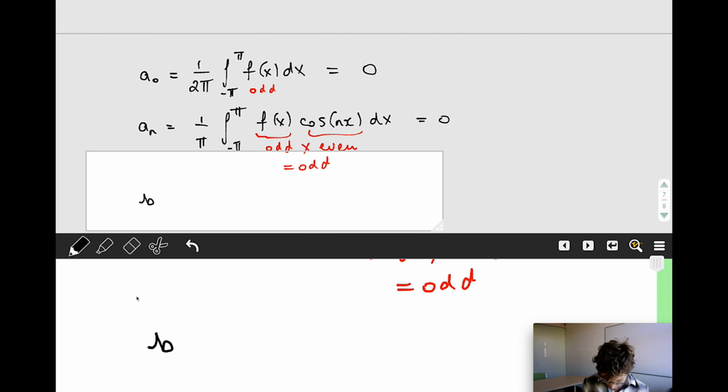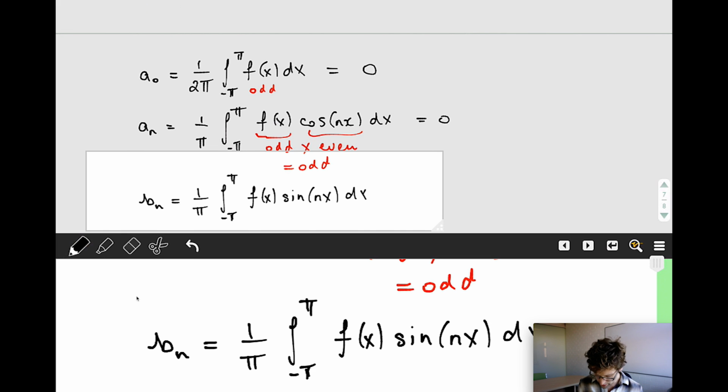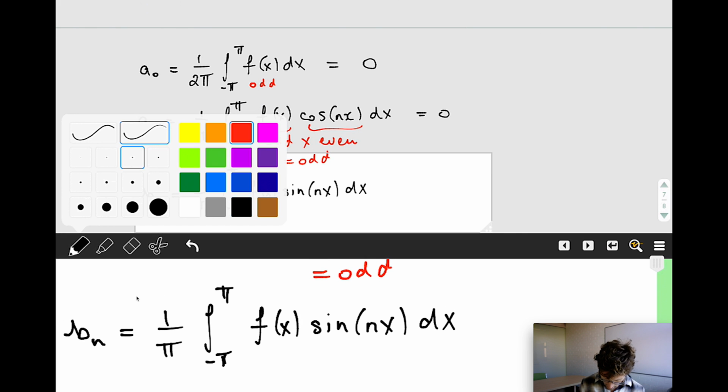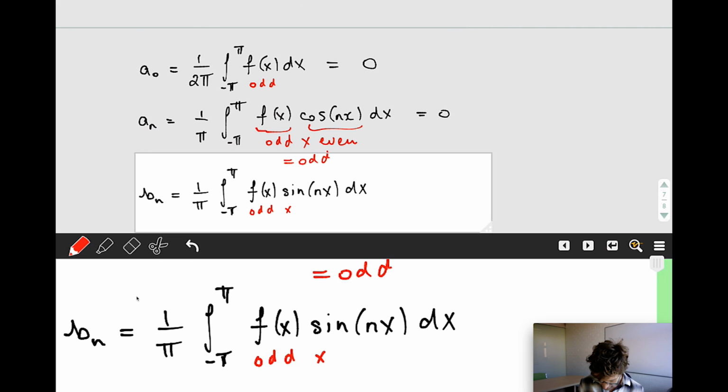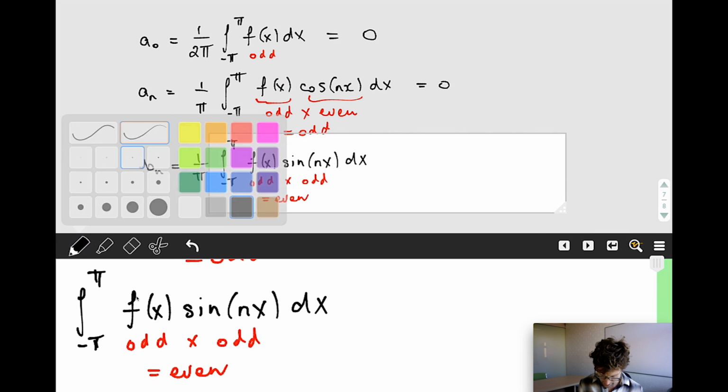Now that's not going to go away because bn, remember, is the coefficient multiplying sine, and sine itself is an odd function. So when I'm creating the Fourier series for an odd function, I obviously want to include the basic periodic odd function sine nx. But we are in luck because f of x is odd. Sine of nx is odd. So we're integrating over an even function, which allows me to replace this with 2 times the integral from 0 to pi.